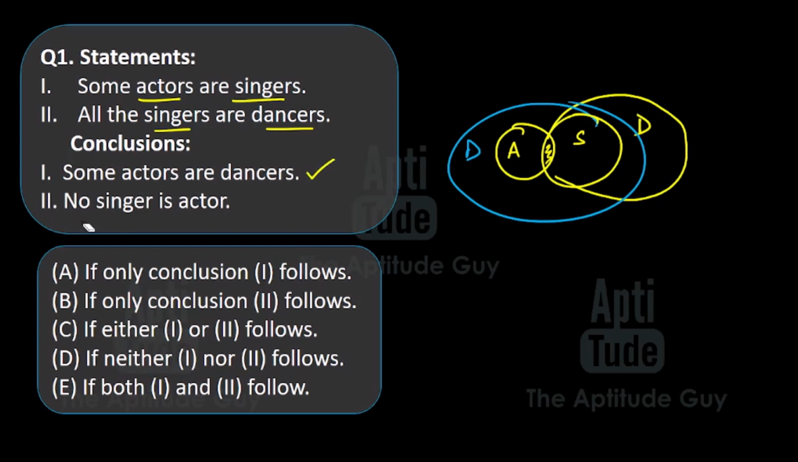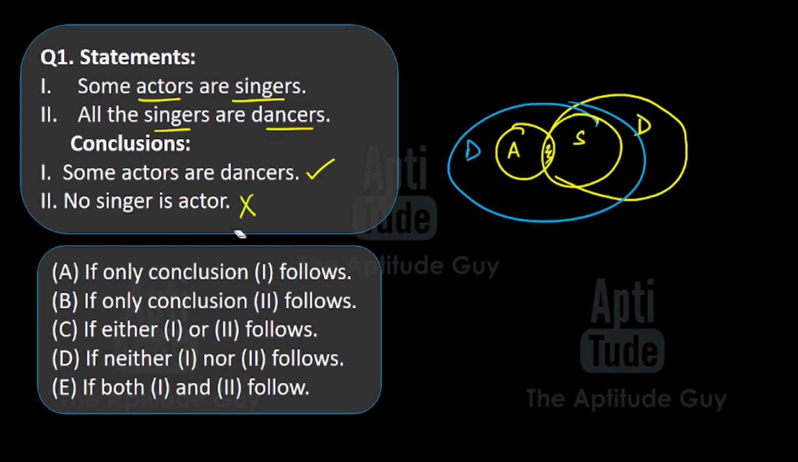Conclusion 2 says no singer is actor. That is 100% false because some actors are singers, so some singers have to be actors, right? Some singers are actors right here. So no singer is actor is definitely false.